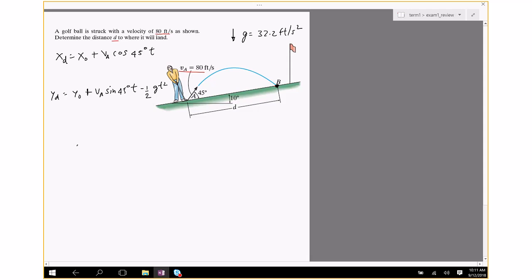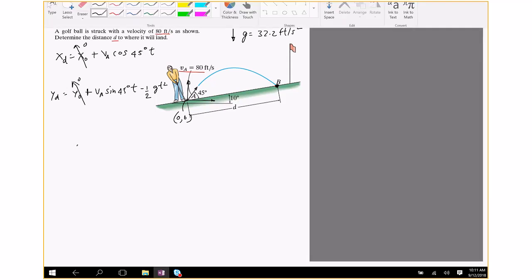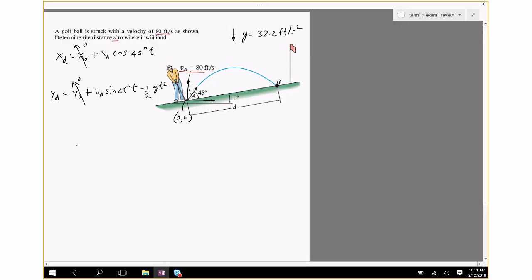Okay, so we cannot apply that equation unless we choose a coordinate frame. So we'll choose a coordinate frame in this fashion. So this point is the origin. So x0 is 0, y0 is 0. Should be B, not D.